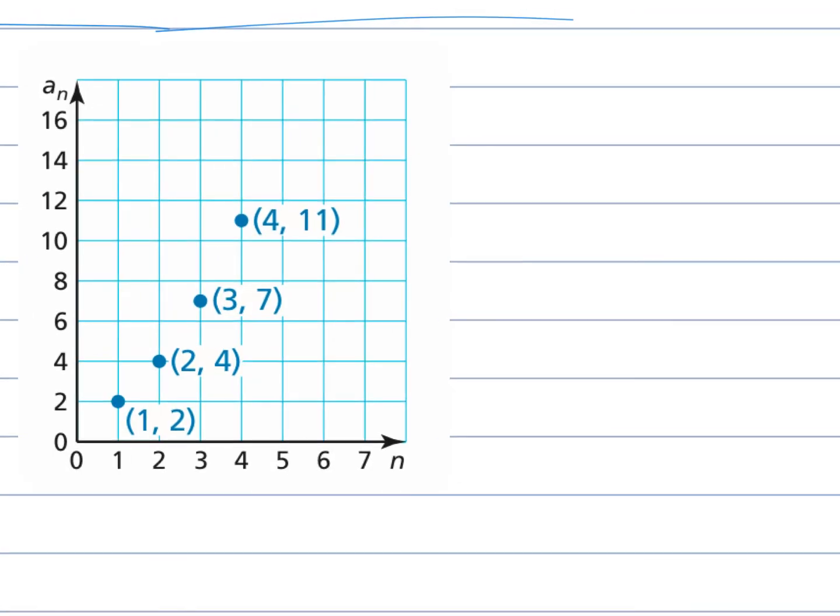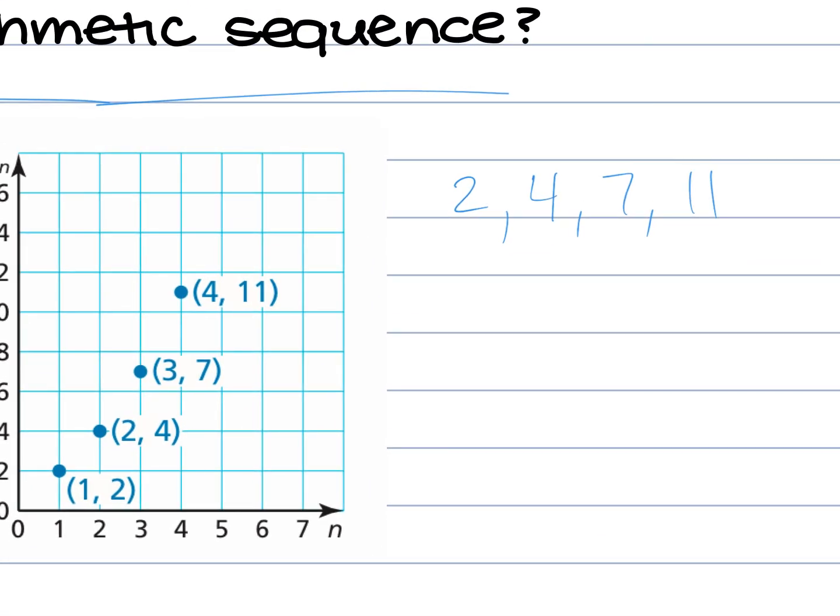What's my first term? 2. What's my second term? 4. My third term? And my fourth term? 7, 11. Let's go ahead and find the differences between each of these terms. How do I get from 2 to 4? Natalie? You add 2. Then from 4 to 7? From 7 to 11? Now, guys, don't be confused. Is there a pattern here? Absolutely. But is this arithmetic? No. Why not? There's no common difference. We're adding by different things each time.